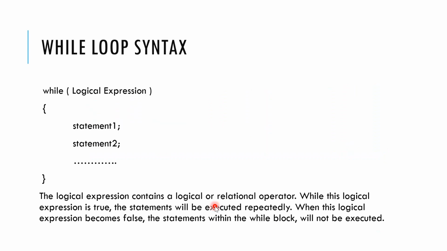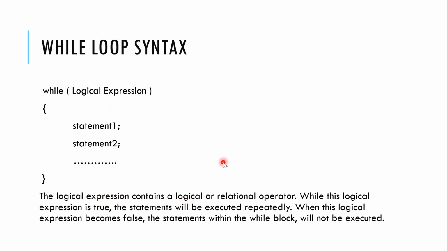This is really simple. Now if we look at the syntax of the while loop, it says while some logical expression, some condition: as long as the condition is true, repeatedly execute this block of code. So if the condition is true, the code will be executed, and then the condition will be checked. If again it is true, the code will be executed, and this will repeat unless and until the condition inside this logical expression becomes false.